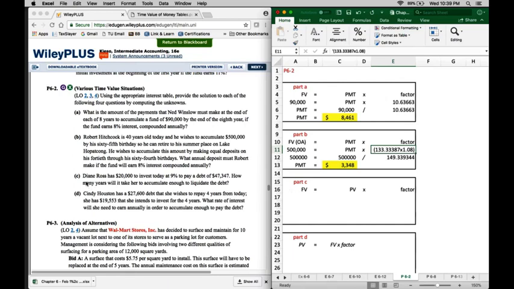Let's look at part C. Diane Ross has $20,000 to invest today at 9% to pay a debt of $447,347.